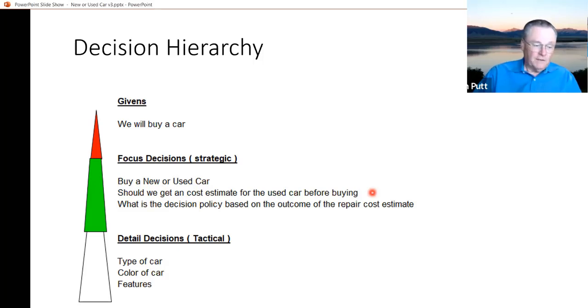In other words, I just go to the lot and the salesman says, oh, this is a great car, nothing's wrong with it. Or do I take it to a mechanic and get a review to see how much it might cost to fix some of the things that are there, so it looks closer to the new car? And then based on what I hear from the mechanic, what is the decision policy? Do I buy a new or a used car? There are some other tactical decisions, such as the type of car, the color, features, and so on. We'll decide those later. In the case of the used car, they're kind of known. In the new car, I could get some different options, but we're not going to consider those in this analysis.